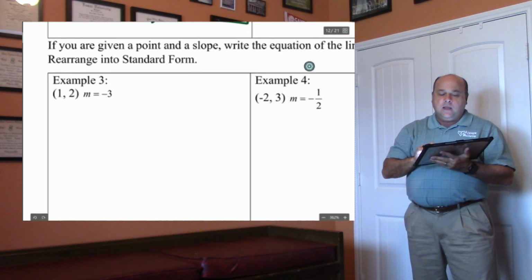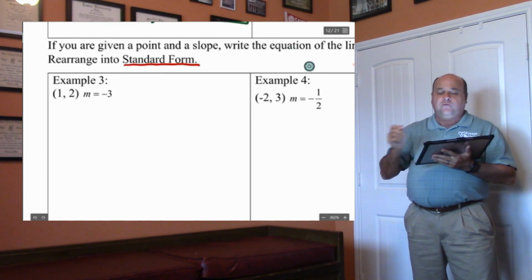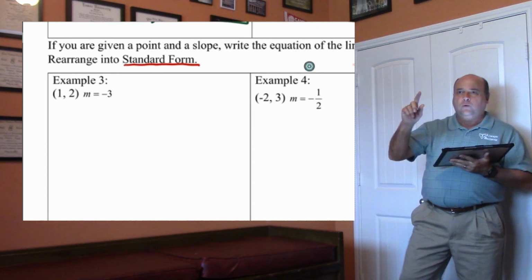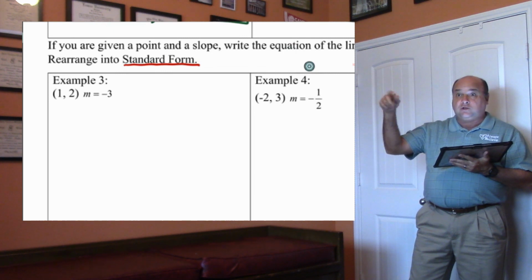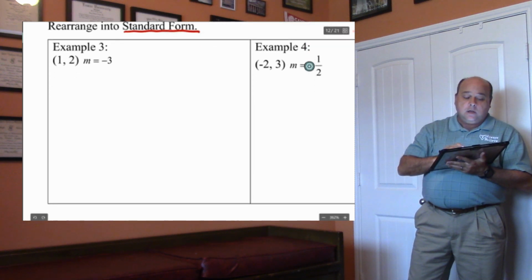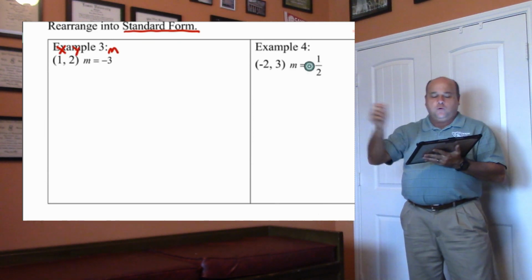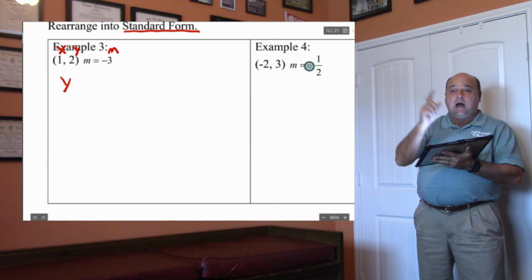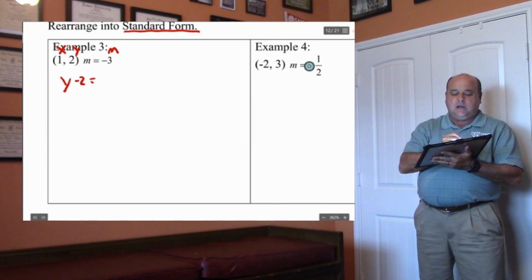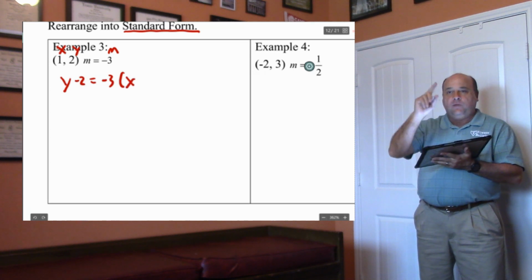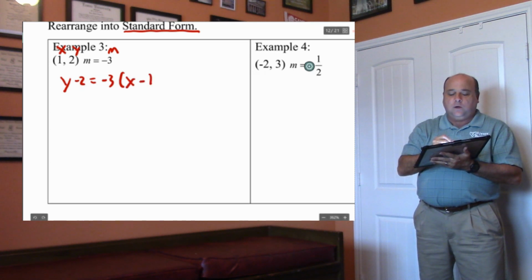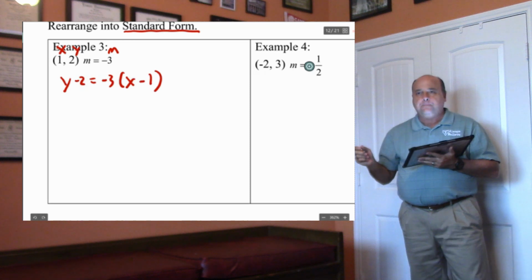Let's go to here. Now then, on these, we want standard form. Okay, we have one with an integer and one with a fraction as a slope, so we'll do the integer first. Okay, so go to example 3, put x, y, and m. Now then, we're going to plug in a point slope. So y, the opposite of 2 is a minus 2, equals, my slope is negative 3, parentheses, x, the opposite of positive 1 is negative 1. I have my point slope, don't I?